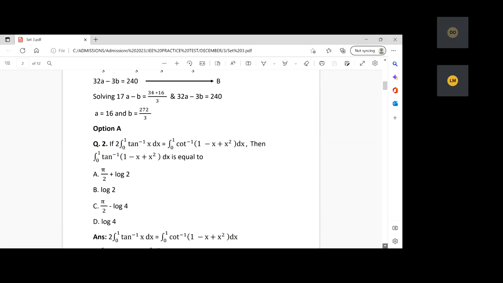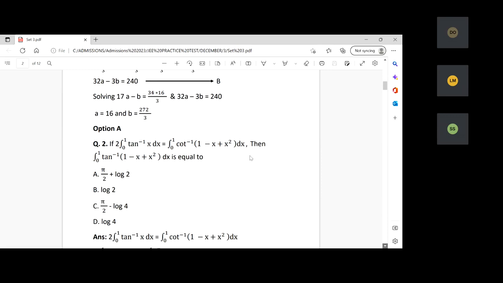These types of questions always used to come in competitive examinations. If 2 into the integral from 0 to 1 of tan inverse x dx is equal to the integral from 0 to 1 of cot inverse of (1 minus x plus x square) dx, then they're asking me to find the integral from 0 to 1 of tan inverse of (1 minus x plus x square) dx.